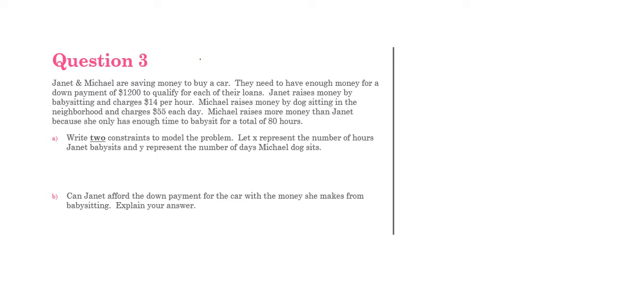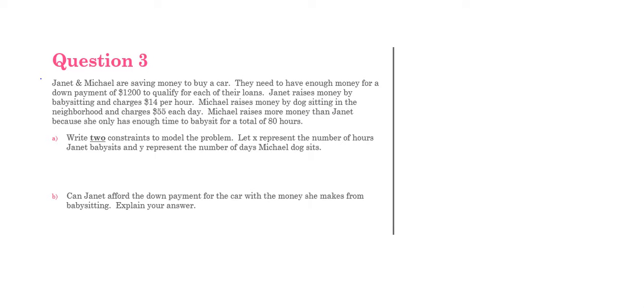This question is similar to the question that you'll see on the actual constructed response, but it is a slightly different scenario. You can apply the same techniques and procedures to the question on the test to help figure out your solution. So here in this scenario, it says that Janet and Michael are saving money to buy a car. They need to have enough money for a down payment of $1,200 to qualify for each of their loans.